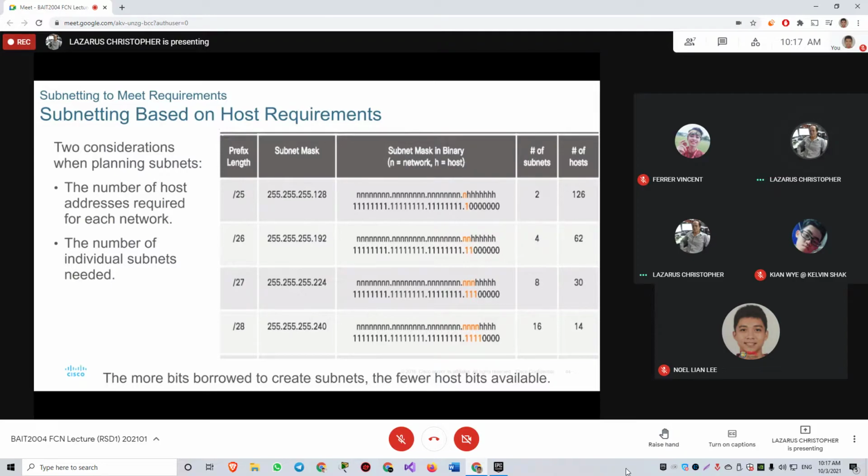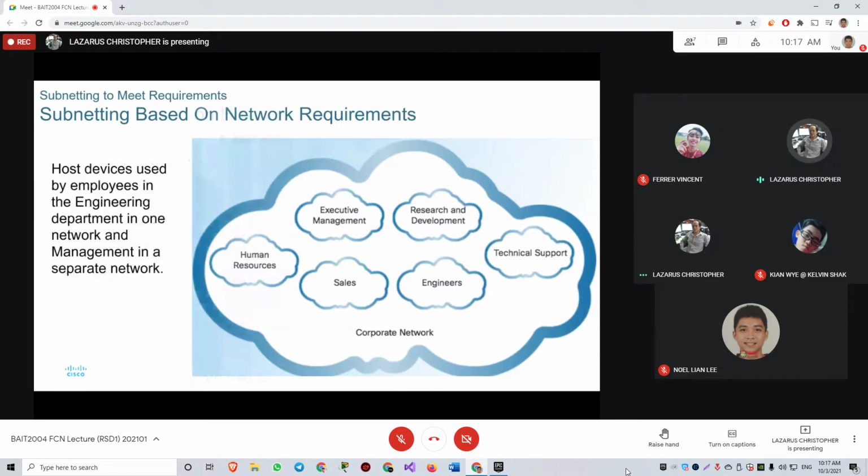But for variable length subnet mask, this kind of subnetting is that first you want to see the number of hosts you require per network, and then you satisfy the number of subnets. Kebalik, yeah. So we focus on different parts.